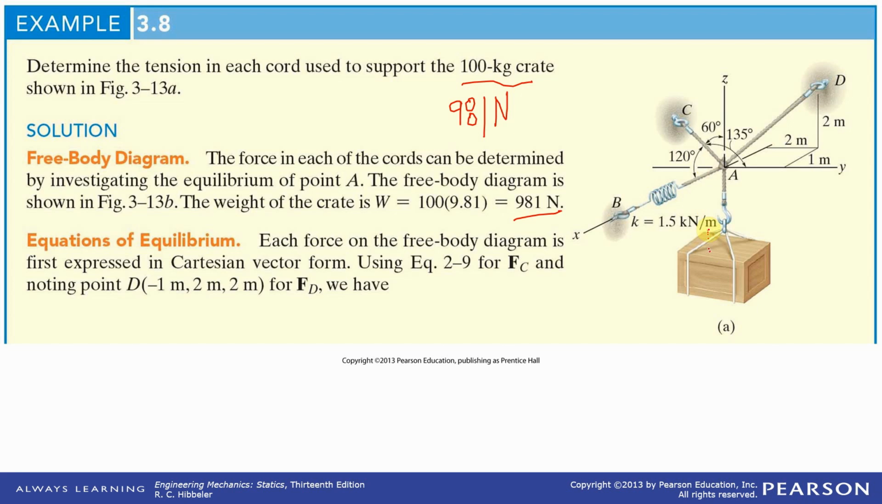We draw the free body diagram. It'll be on the next slide here. And we'll use Cartesian vectors. Let's take a look at this diagram first, though. First of all, you'll notice the force in this direction is strictly aligned along the x-axis. So FAB is strictly aligned along the x-axis.